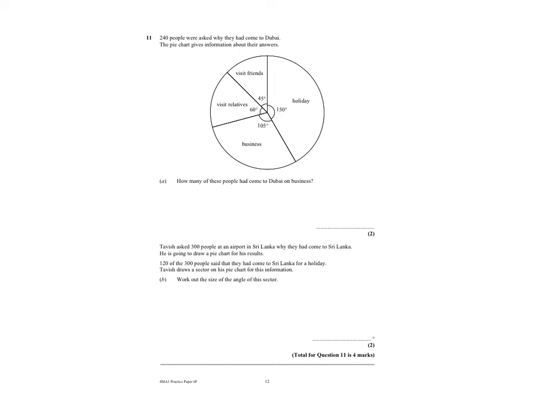Question 11. 240 people were asked why they had come to Dubai. The pie chart gives information about their answers. They were visiting friends, visiting relatives, business, or holiday. How many of these people had come to Dubai on business? Well, the business is 105 degrees out of a total of 360. And then we're going to multiply that by how many people were asked in the survey, which is 240. So 105 divided by 360 times 240 is going to give me 70 people.